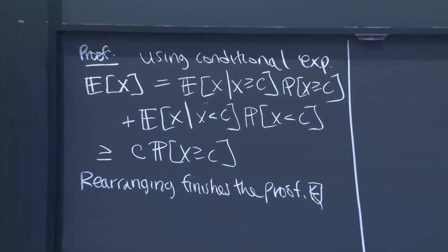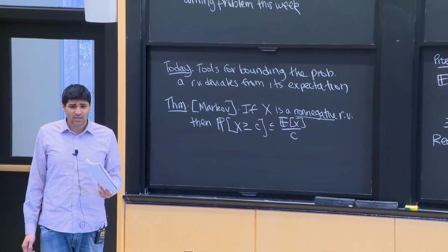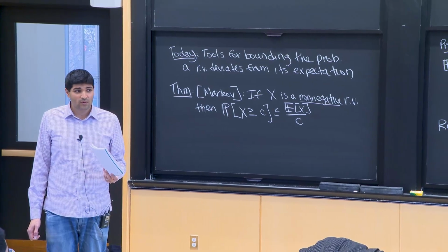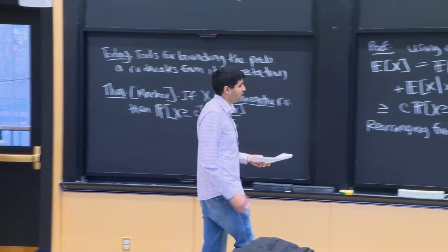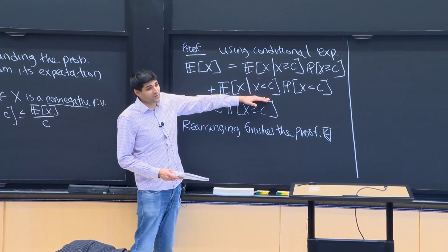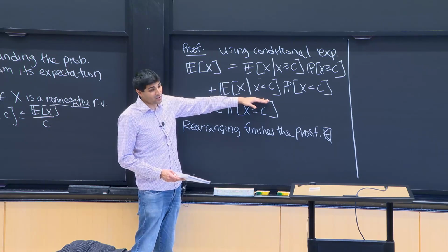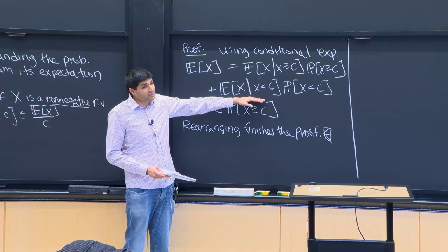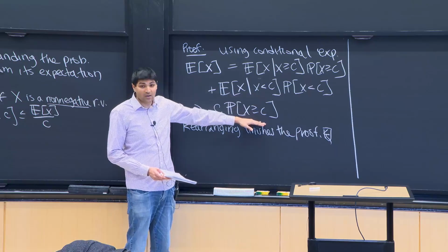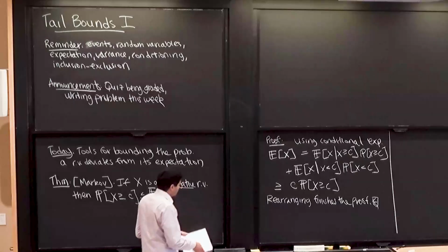So now let me ask you the question that I promised I was going to ask you. Where in this proof did I use the fact that x is non-negative? Yeah? When you were counting expectation of x given x less than c, so we know it's non-negative. That's right. That's exactly right. Because if x were not a non-negative random variable, I couldn't say that this term is non-negative, right? This term is definitely non-negative, but otherwise if x took on negative values, this could be negative, and dropping it, I wouldn't get an inequality like this. Perfect, okay?